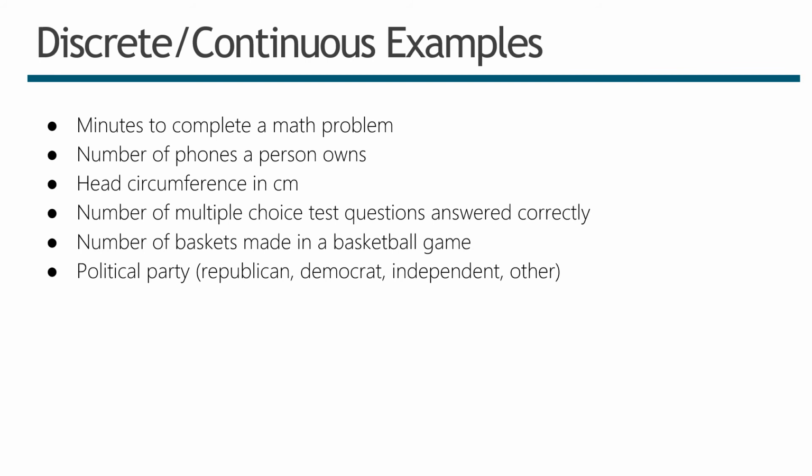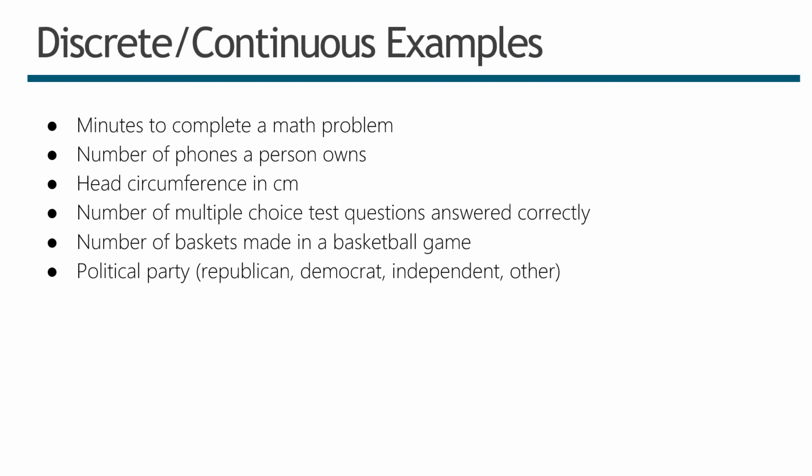Number of phones a person owns, that would be discrete, right? Because there is no possibility between 1 and 2 phones or between 2 and 3 phones. Only whole units make sense there. Head circumference in centimeters, that would be continuous, because again, decimals and fractions make sense.